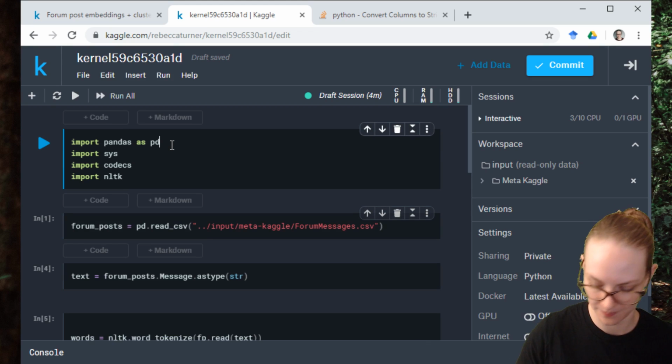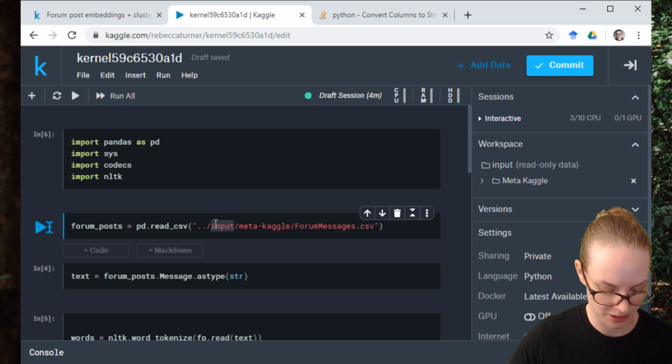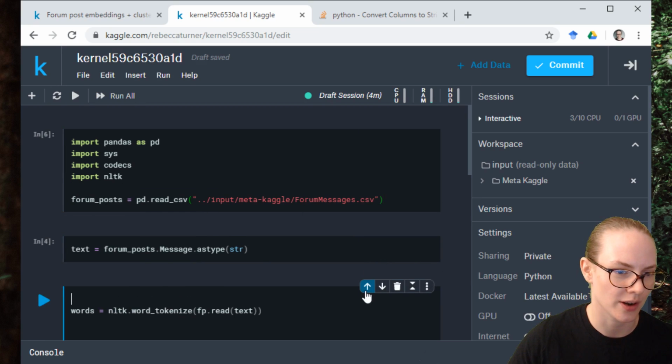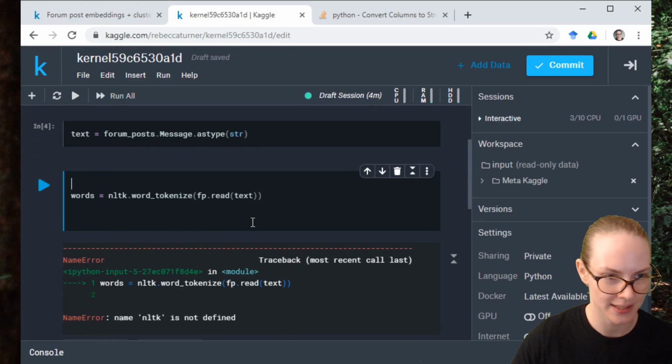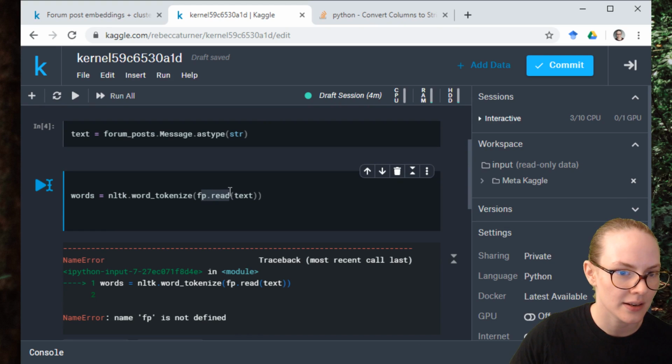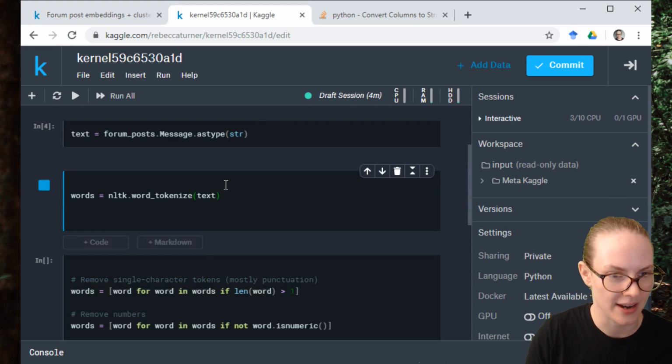So I just split my cell real quick, and then I'm going to pop this guy up here. I know there's a shortcut to merge cells, but I don't remember what it is. And then let's see if we can tokenize. Did not work. FP not... That's right, because that was a reading in thing.